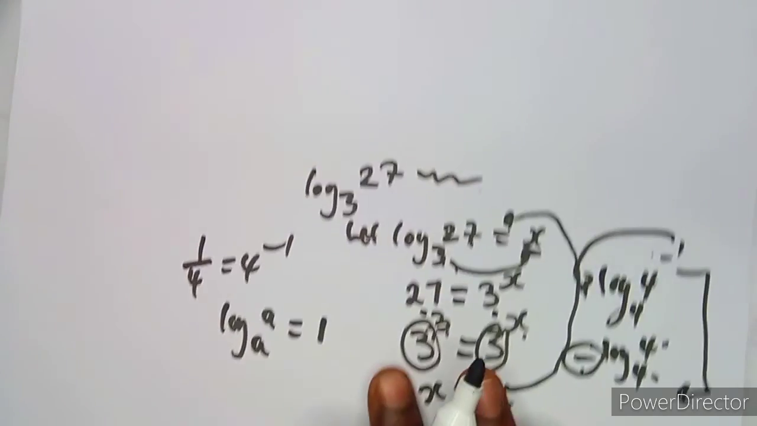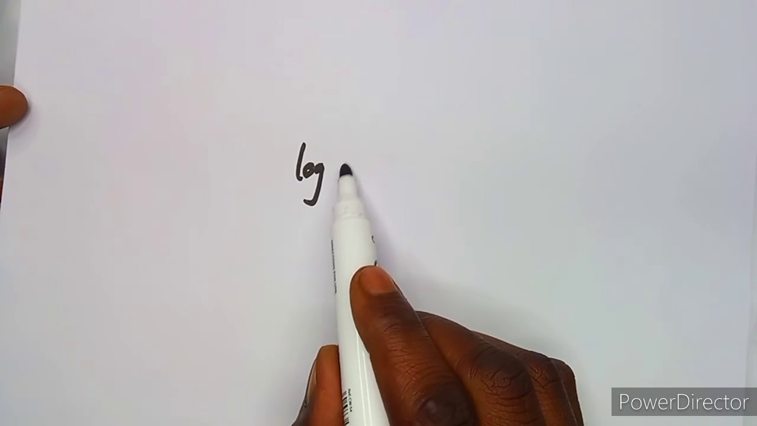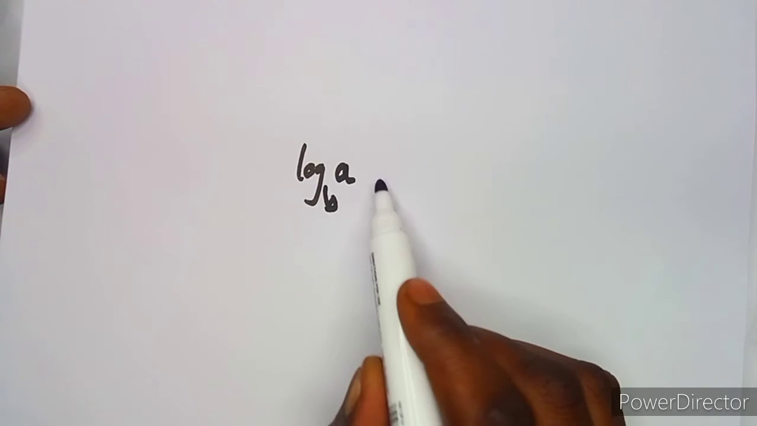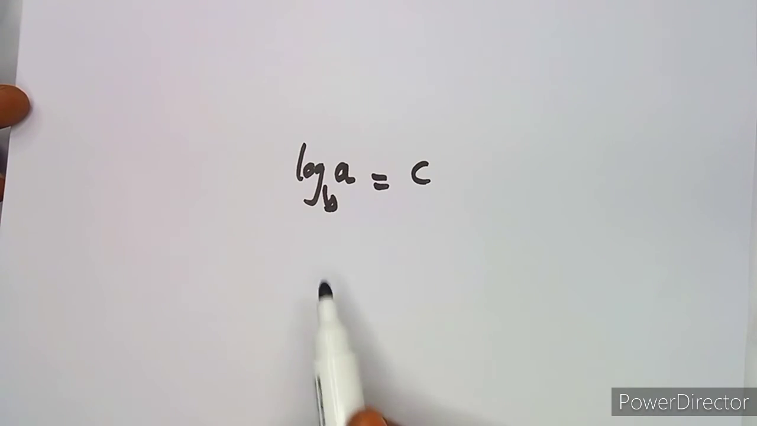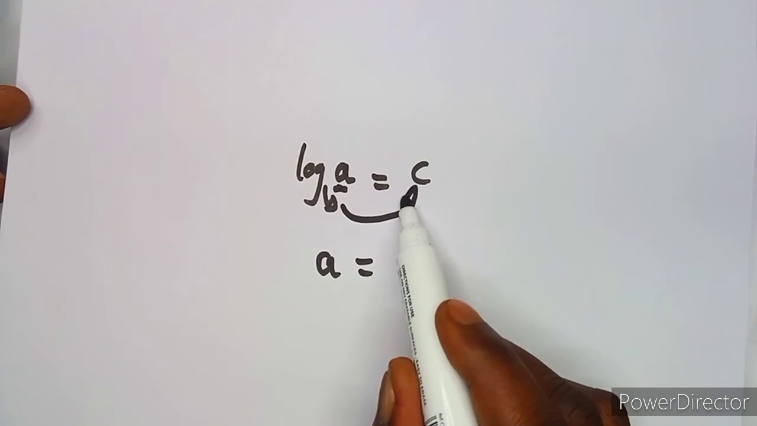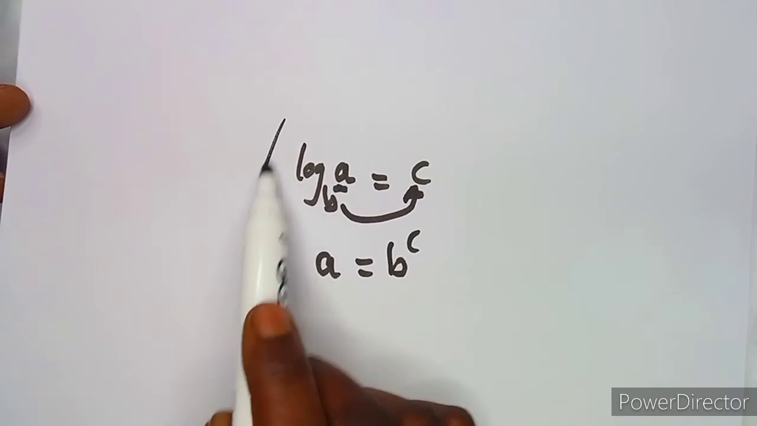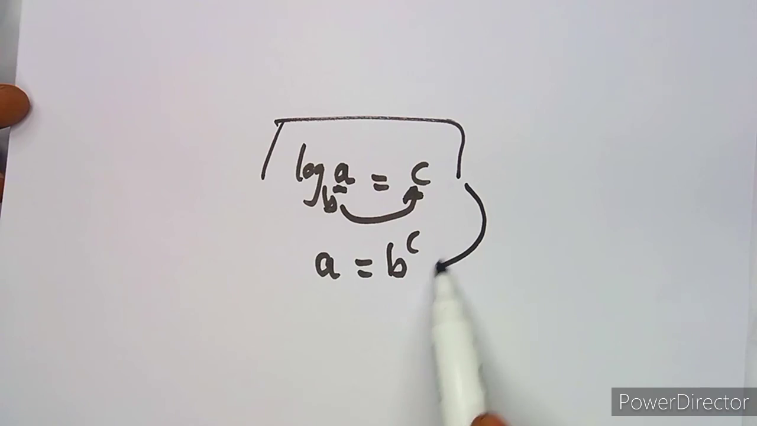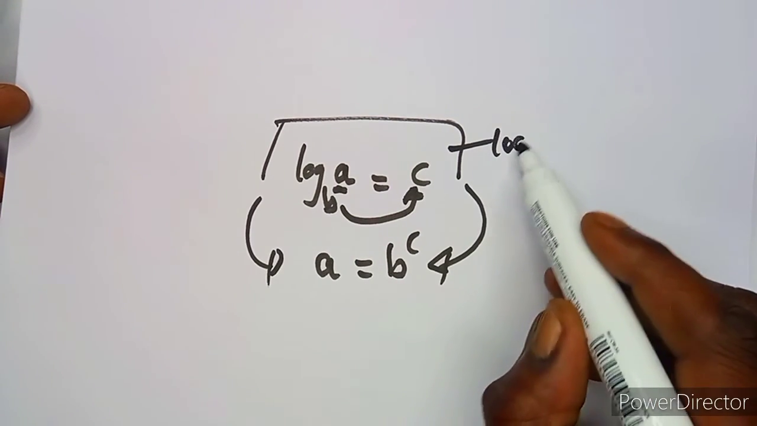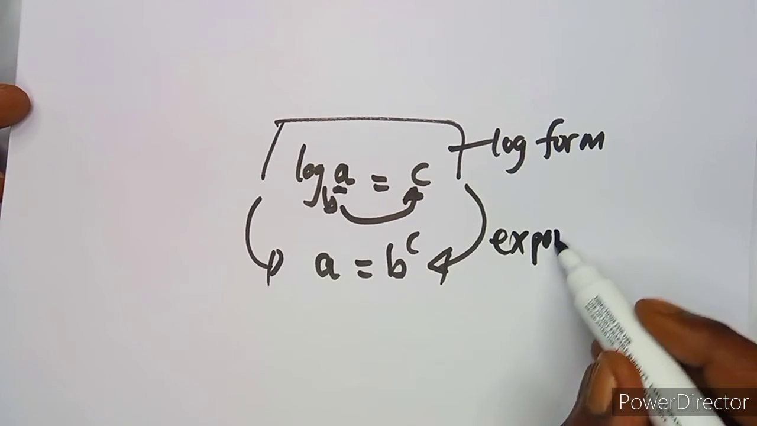Okay, remember guys, I can convert between log form and index form. From this part, log a in base b, which is equal to c, gives us a is equal to b to the exponent of c. So I can convert from log form back to exponential form. So this is log form, and this is exponential form.